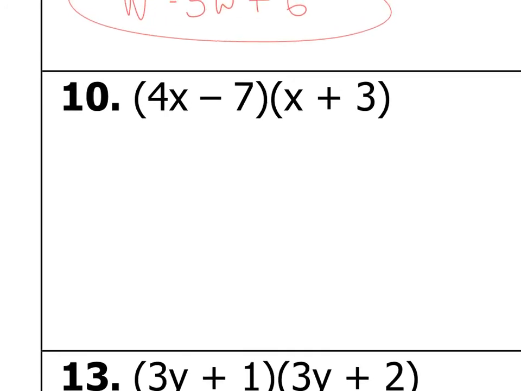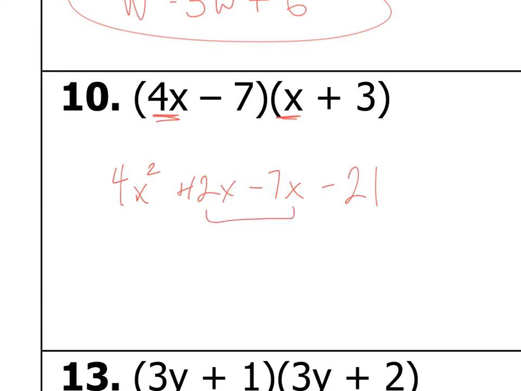All right, number 10. We're getting into coefficients other than 1 now, so this is good. I've got x plus 3 on the right hand for the second binomial. First one, 4x minus 7. So treat everything just the same. So first terms, 4x and x. So that's going to give me 4x squared. Outside terms, so now we've got 4x with 3, and it's a positive 3. That gives me plus 12x. Inside terms, negative 7 with x is negative 7x. And our last term, negative 21.